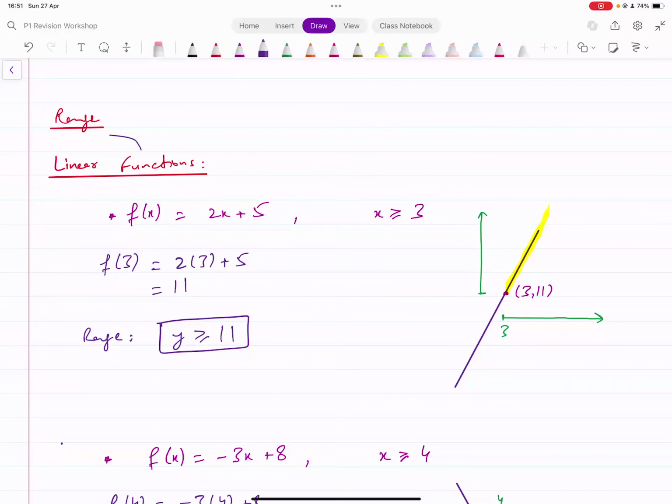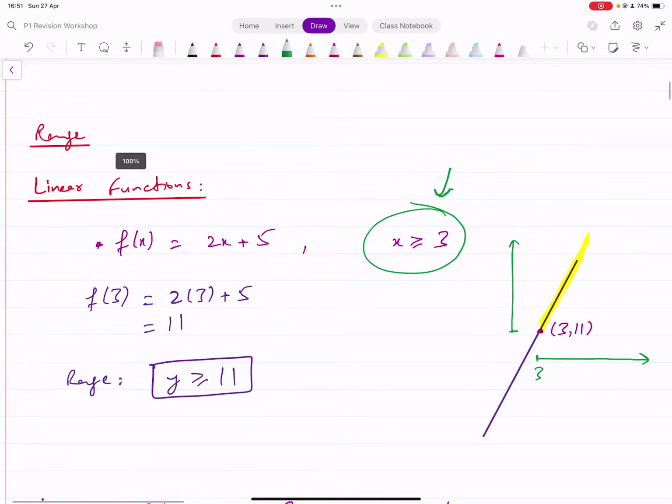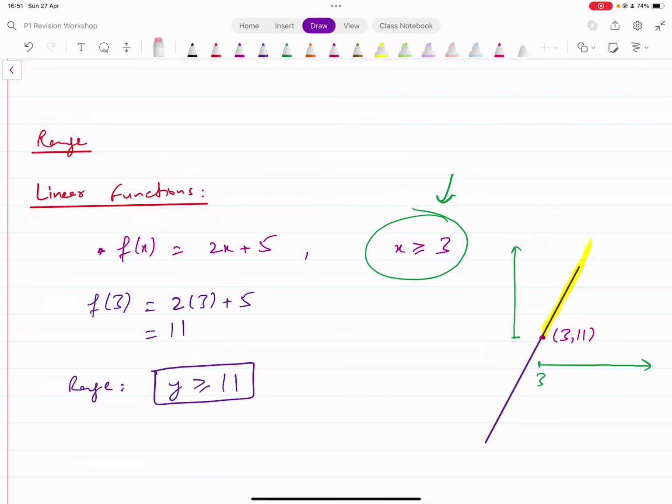First of all, we've got linear functions, straight line functions. Let's suppose we've got a function that looks like this, f of x equals 2x plus 5. And the domain of this function is x greater than or equal to 3. Now, if this is the domain of the function, what's the range of this function? Remember, domain is the values of x, range is the values for y.